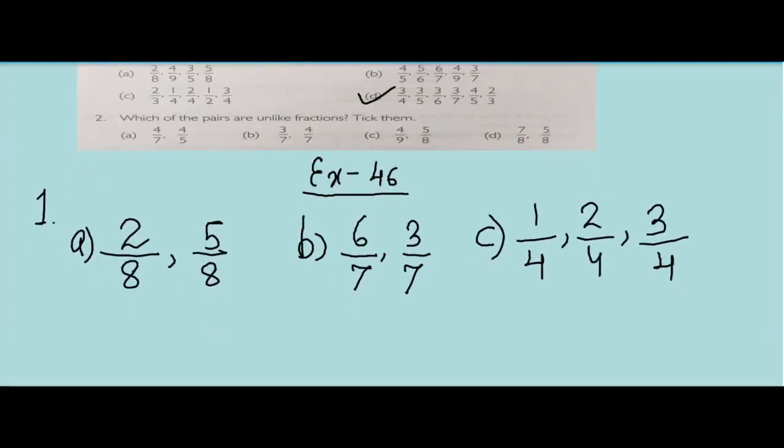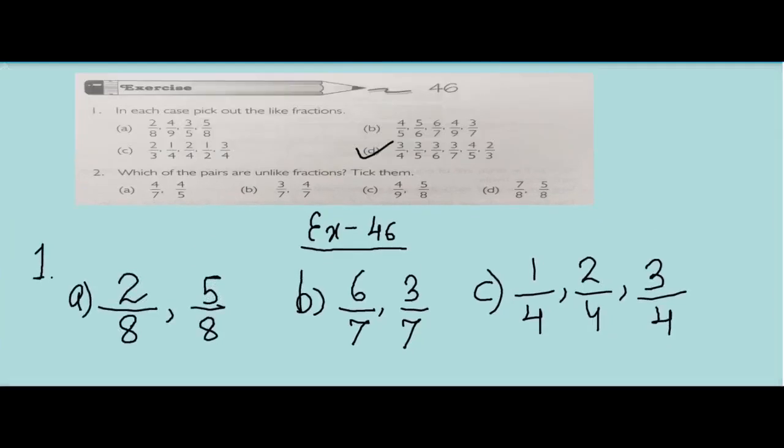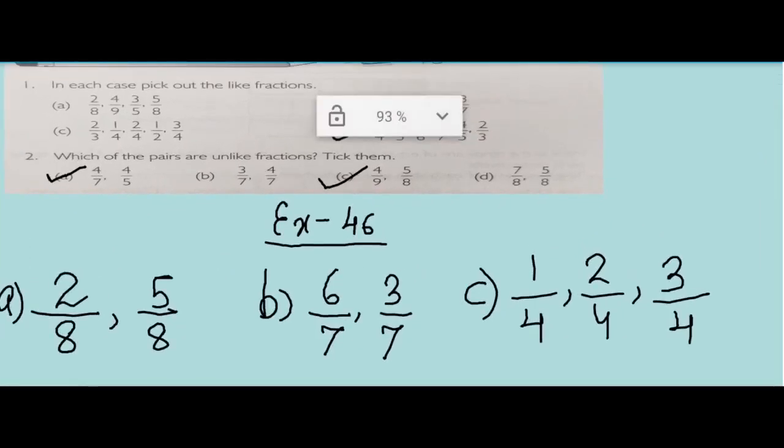Now which of the pairs are unlike fractions? Tick them. You just have to tick this in your book. So let us do this one in the book. This one is also an unlike pair because they have different denominators. Number B is a like pair, so we are not taking it out. Number C is an unlike fraction and number D is a like fraction. So number A and number C are the pairs of unlike fractions.